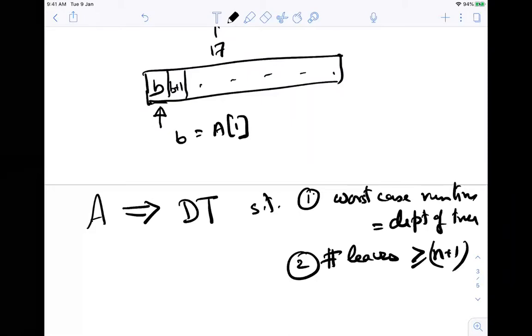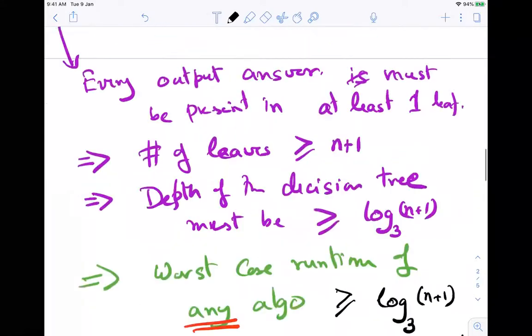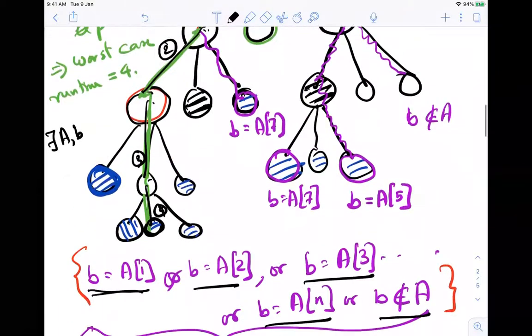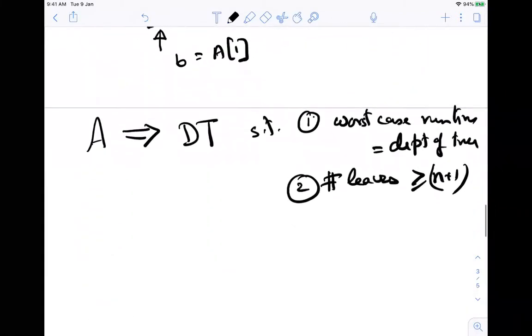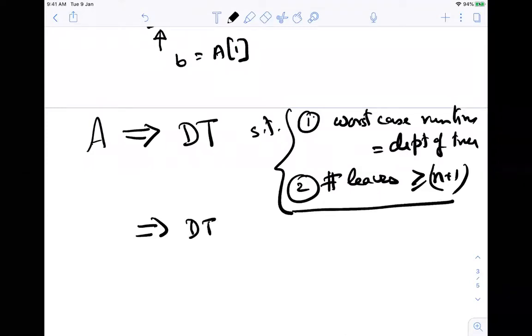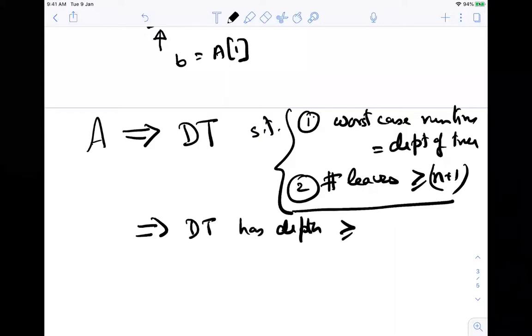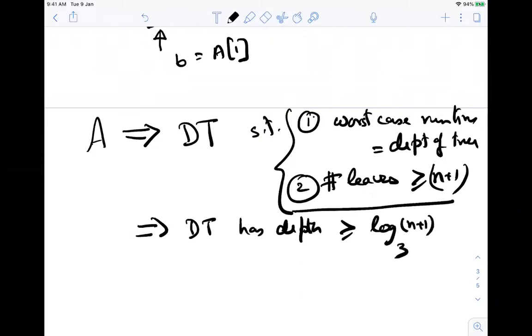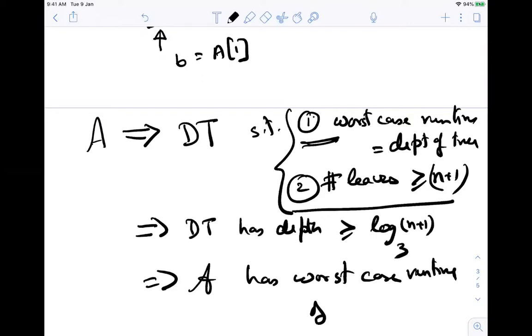So you give me any algorithm, I create a decision tree, right? Any algorithm has a decision tree, and that decision tree has at least n plus 1 leaves. So this is what I argued here, right? Because every decision tree must have this set of things in its leaves. So what does it mean? From these two facts, what do I have? From this fact, the decision tree has depth more than log of n plus 1 base 3, which means that, because of number one, the algorithm A has worst case runtime of log n plus 1.